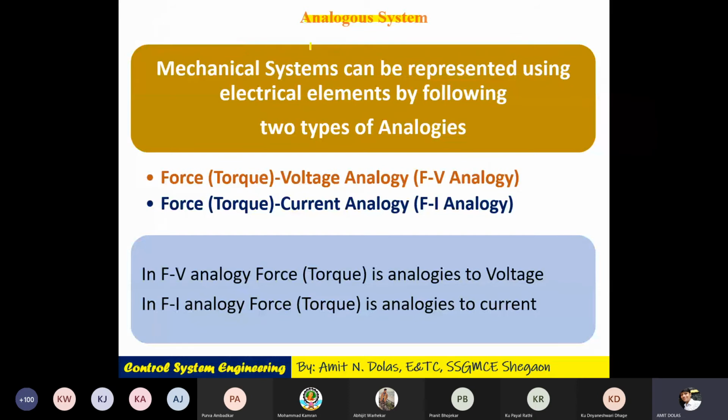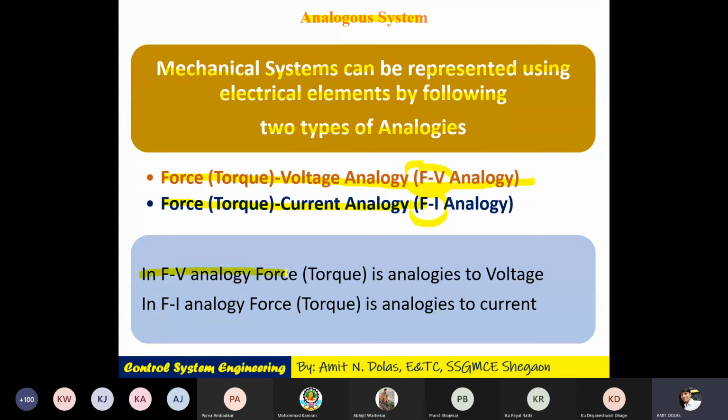Analogies of the system. Mechanical system can be represented using electrical elements by the following two types. अगर ये mechanical system है, we may represent the same system using electrical components. So there are two analogies. One is force voltage analogy, called FV, very important, please look at. Another is force current analogy, that is FI analogy.